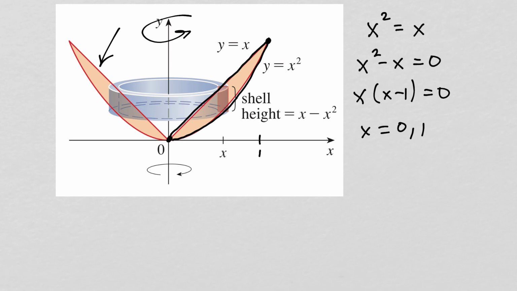Okay? So now we have to look at a representative shell. To do that, we take a vertical rectangle here. And then for that shell, we need the radius. How far is it away from the axis? Well, of course, that is just your x value. And then we need the height of that rectangle. And to get the height, it's very simple. We take the top function minus the bottom function. And the top function is x. The bottom function is x squared. So the height is going to be x minus x squared.